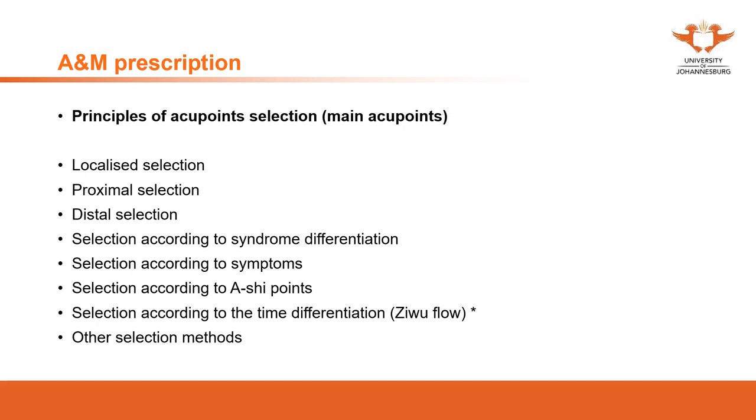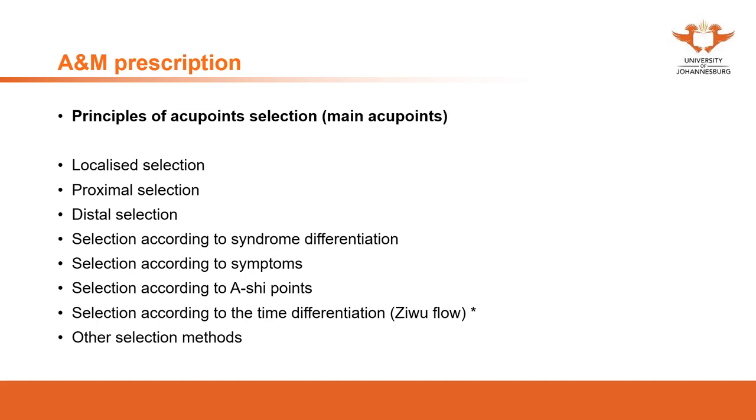Some symptoms are related to the blood, to the bones, the muscles, the qi. We also can select some specific points that have a specific function, such as the gathering points of qi, the gathering points of the vessels. So all these are different categories you need to remember.